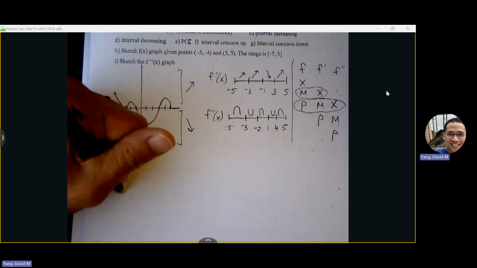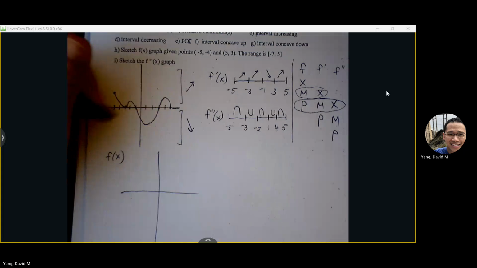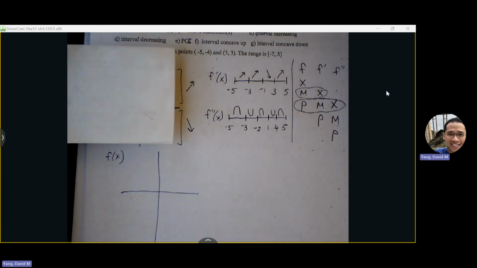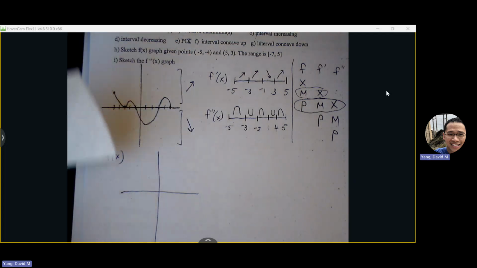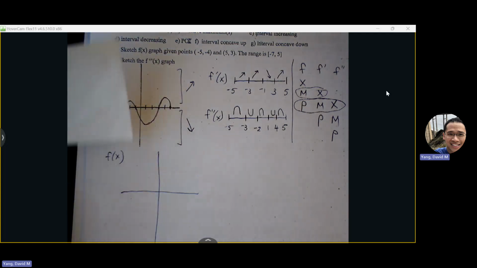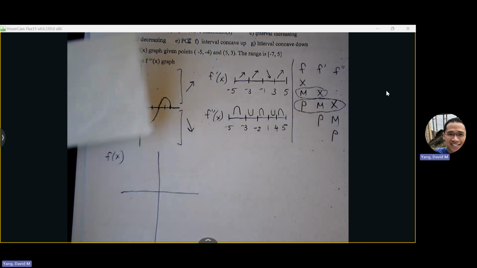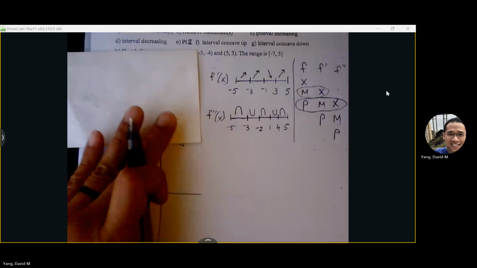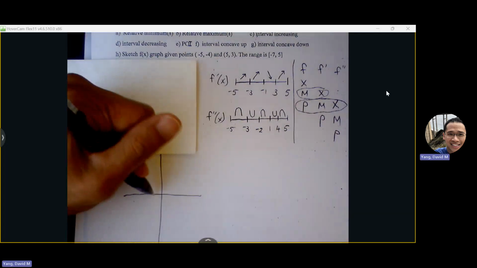Okay, we should be able to sketch our f of x graph at this stage. Again, I think it's really helpful if you can somehow cover up your f prime so you're not looking at your f prime graph. If you try to look at the f prime graph, try to sketch your f of x, you're going to copy the graph, and that's not what we want, right? These should look very different from each other. Okay, we do have some anchor points here, -5, -4, and 5, 3.